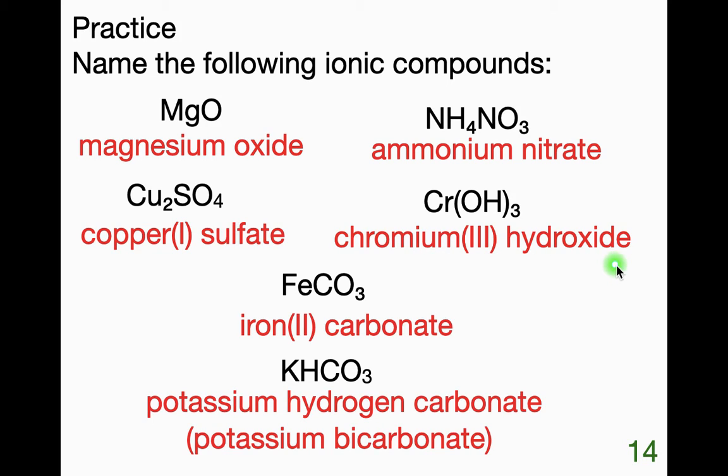So chromium(III) hydroxide. Now let me point out to you that this ammonium nitrate is an exception to what we mentioned earlier, that you always have to have a metal in an ionic compound. Ammonium is an exception to that. Ammonium is a polyatomic ion that has a positive charge. So this is an ionic compound, even though it doesn't have a metal in it. So it's an exception. It's the only one you're going to see.